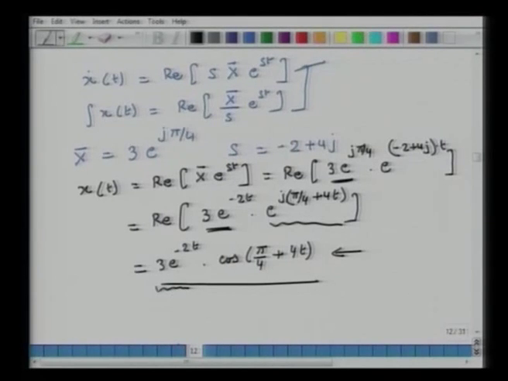Okay, so we have broken x into two components. One is an exponential component and the other one is an oscillatory component, and we are multiplying both of them based on mathematical manipulations which we did here. So now we will plot x as a function of time.